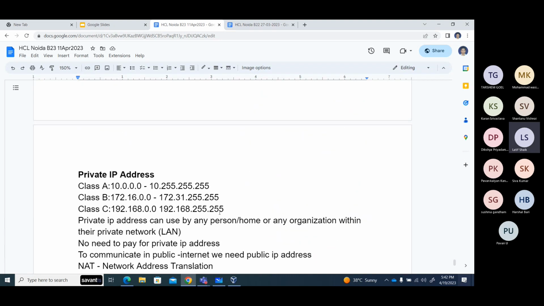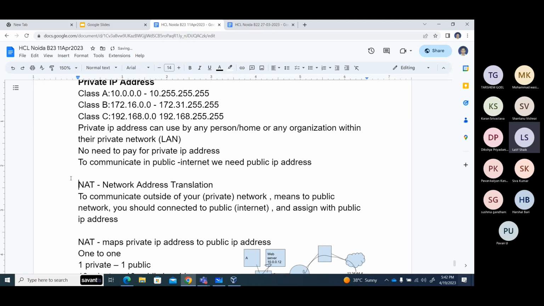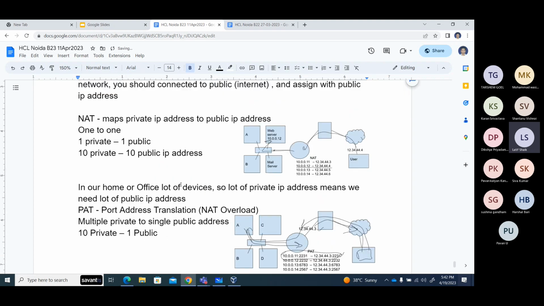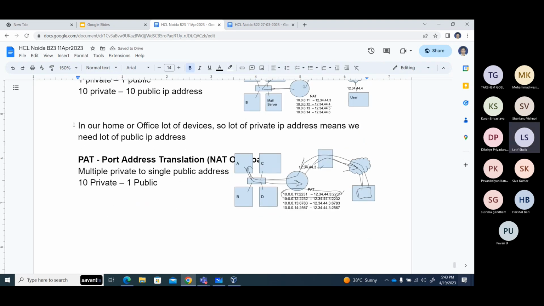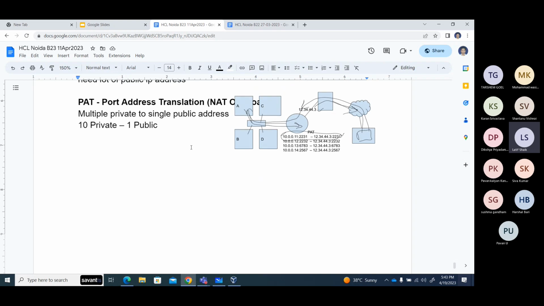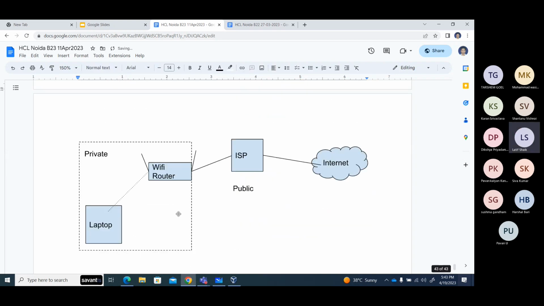That is about your private IP addresses, and the NAT and PAT techniques, guys. NAT and PAT: network address translation, port address translation. In our home or office, there are a lot of private IP addresses, which would mean we need a lot of public IP addresses. What we use instead is port address translation.